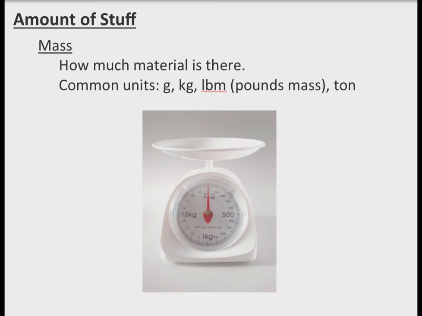And so common units that we may encounter are grams, kilograms, pounds mass, tons, etc. And this, again, is a pretty intuitive measurement of the amount of stuff we have, but we just need to be familiar with it, and with how to convert between the different units: grams and kilograms being international units, pounds mass being English units, tons also English units.